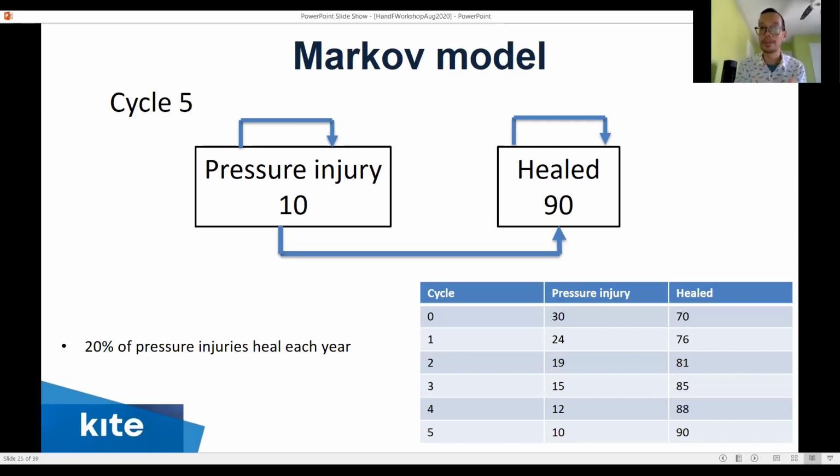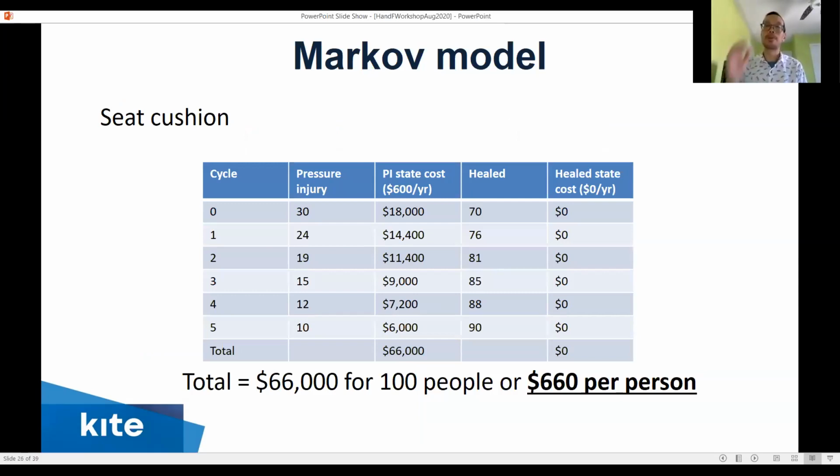All right, so now we have our numbers. Now, remember what we mentioned earlier, the people in the pressure injury state, in terms of healthcare use, is $600 per year. So if we multiply the number of people in the pressure injury health state by the cost in that health state per year per person, what we come up with is a sum of $66,000 for this cohort of 30 people dwindling down to 10 people over a 5-year time frame, right? So 600 times 30, 600 times 24, 600 times 19 gets us these numbers.